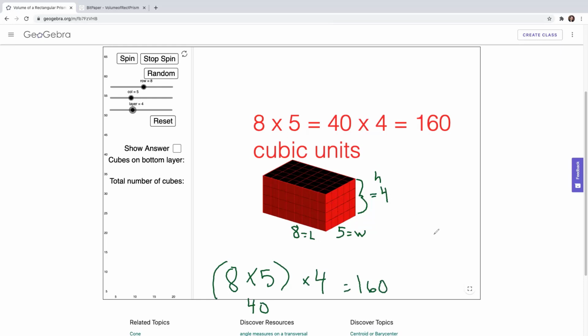Or you can multiply these 3 numbers in any combination you want. I'll start with the 4, which is my height. And let's say I'm going to start with multiplying it by the width, which is 5. And then lastly, I'll multiply it by the length, which is 8. 4 times 5 is 20. And 20 times 8 is also 160. So either way, it doesn't matter the order that I'm multiplying my length, my width, and my height, my 3 sides, I still end up with the volume of my rectangular prism.